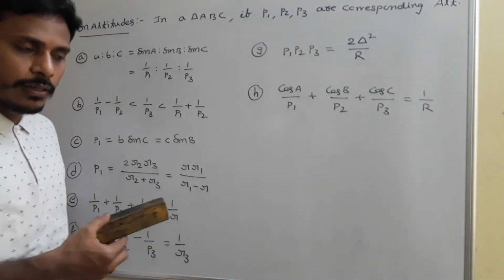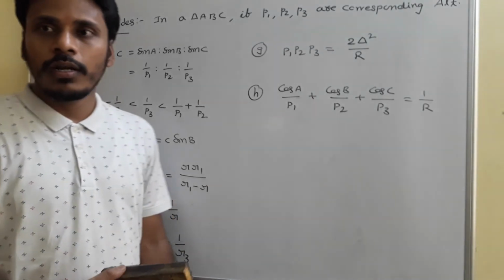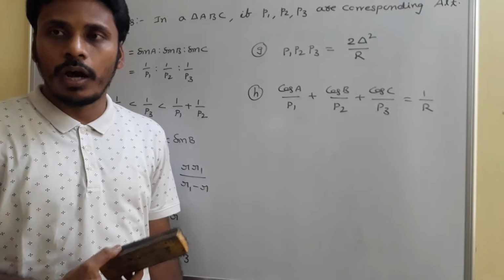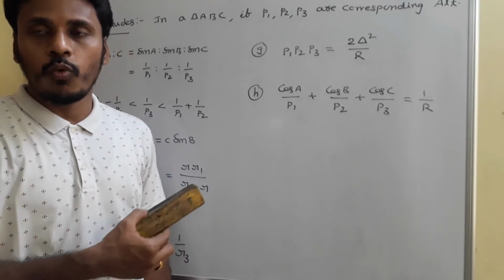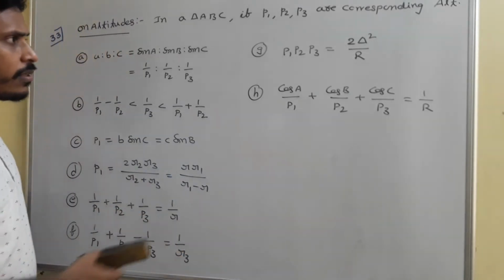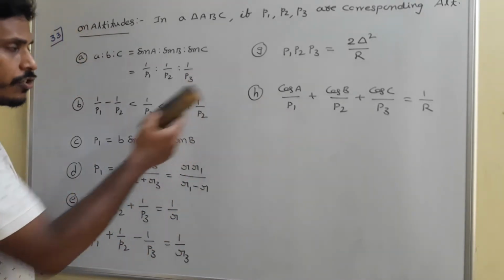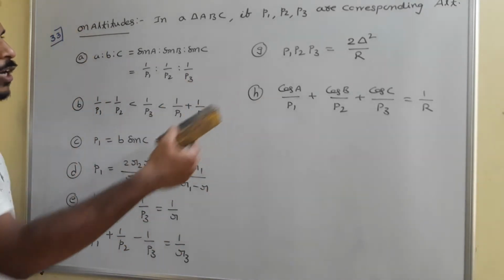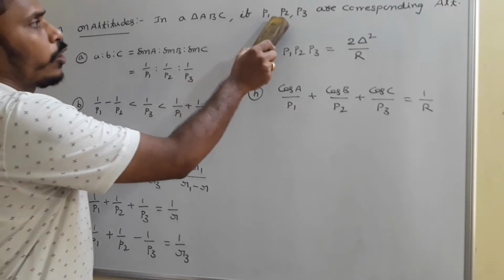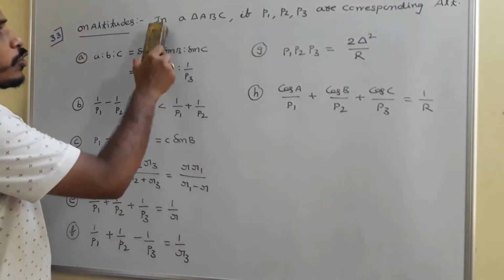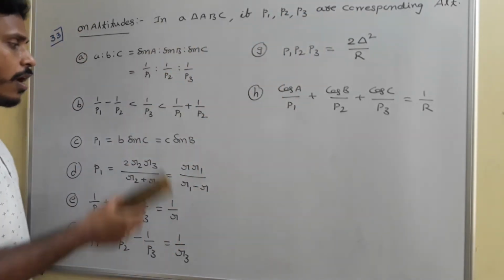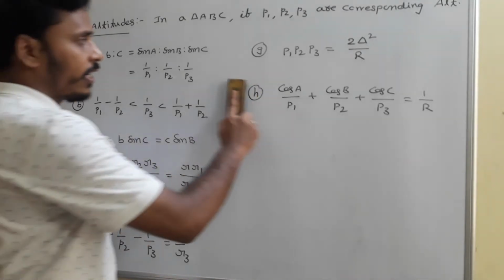First of all, I will mention altitude and some basic formulas related to the altitude, and then I will start and prove all these things. For the space concern, I am erasing this G and H. I need to prove all these things related to the altitudes. Here P1, P2, P3 are the corresponding altitudes of the triangle ABC. Alright, I will erase it and discuss.